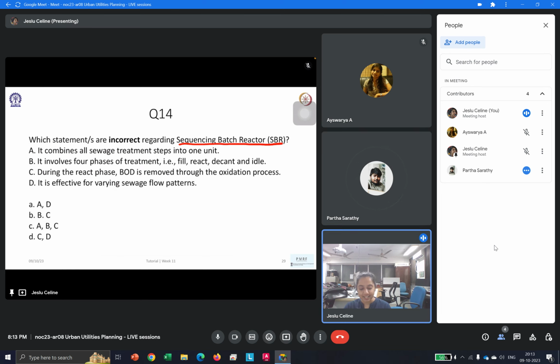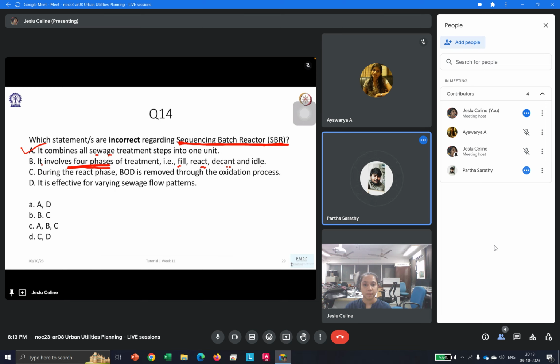Yes, ma'am. Yes, that's a correct statement. So the whole concept of sequencing batch reactor is that it combines all sewage treatment steps into one unit. That's correct. B, it involves 4 phases of treatment: fill, react, decant, and idle. Is that correct? Yes, ma'am. Fill, react, decant, and idle are there, but are they the only phases? Is it only 4 phases? Actually, it is more than that, ma'am.